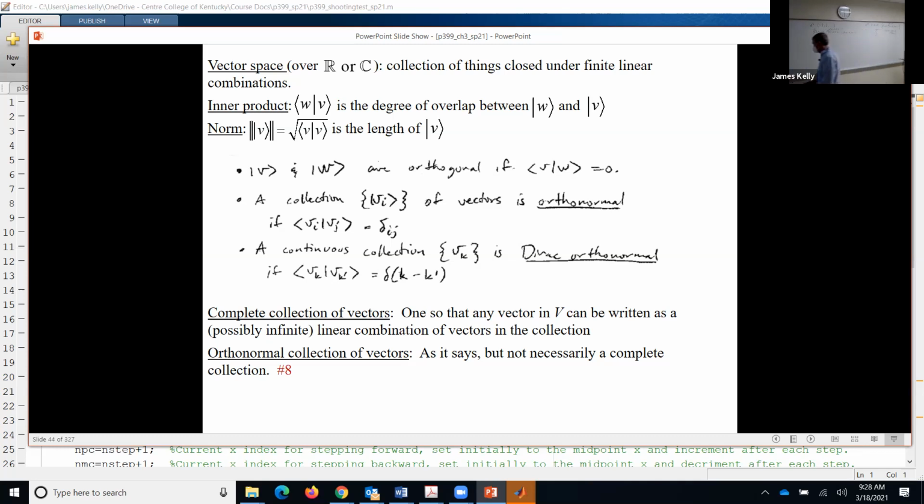Okay, where are we going with all this? Oh, apparently we're supposed to do problem number 8 on the worksheet. Let's look at what that is. This is the two-sided worksheet that is asking in number 8, give an example of an orthonormal collection of vectors in L2 that's not complete.